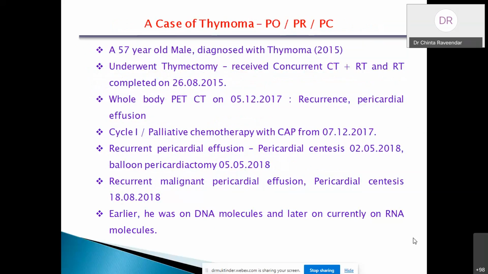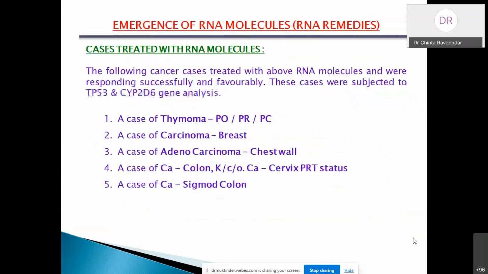A 53-year-old male diagnosed with thymoma in 2015, underwent thymectomy, received concurrent chemotherapy and radiation therapy, completed in 2015 itself. The whole body PET in 2018 showed recurrence with pericardial effusion. Cycle 1 palliative chemotherapy with a cap from 7-12-17. Recurrent pericardial effusion. Pericardiocentesis was done in 2018. Balloon pericardiotomy was done in 2018. Recurrent malignant pericardial effusion. Pericardiocentesis is being done again. Earlier he was put on DNA molecules. There is no improvement. We have specially prepared for this particular case, a big industrialist. He got all these molecules prepared himself out of his own expenditure, and we are just now pulling on them.